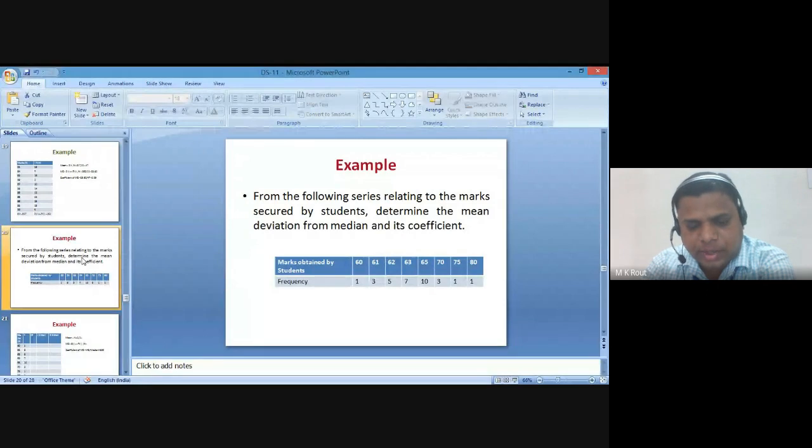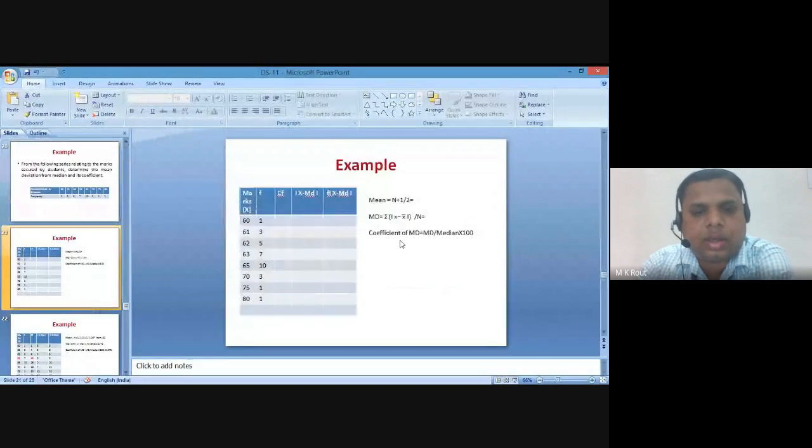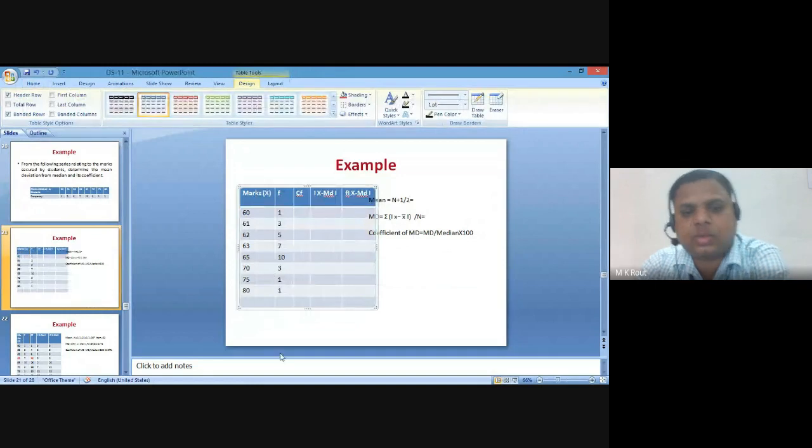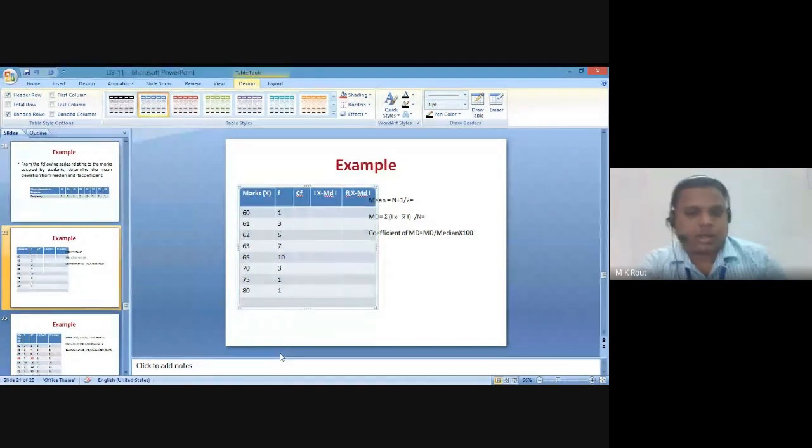So before solving, first you have to make the x column and the frequency column, then proceed to draw a cumulative frequency column. Then calculate the x minus median value. Then make another one, that is f into x minus median values. So for this one I drew these tables. Here the marks are given in the x column: 60, 61, 62, 63, 65, 70, 75 and 80, and their respective frequencies 1, 3, 5, 7, 10, 3, 1, 1. First you have to calculate the cumulative frequencies.